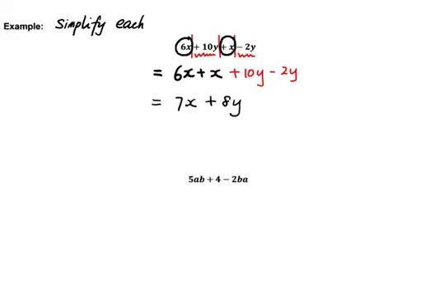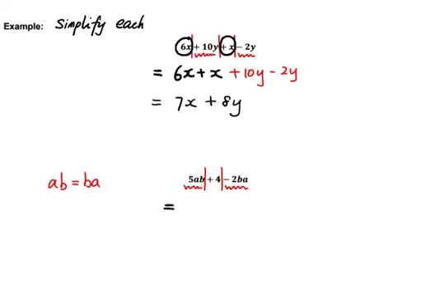Let's have a look at the next one. We have 5ab plus 4 minus 2ba. Now remember, a times b is actually the same as b times a. So these two are equivalent to each other. So again, let's divide it into several terms by drawing the line in front of the plus and minus sign. So we can clearly see there are two like terms here. One is 5ab, underline it, and the other one is minus 2ba.